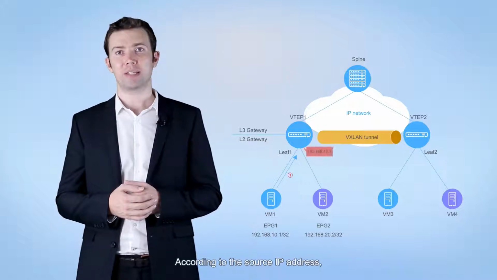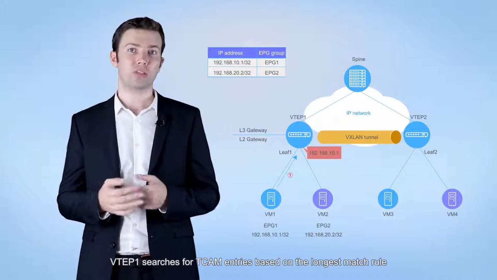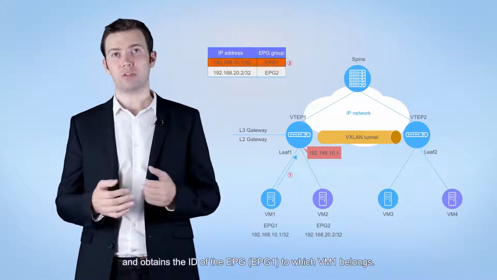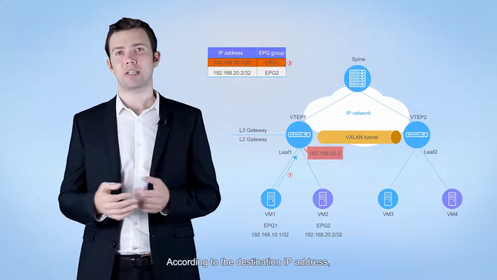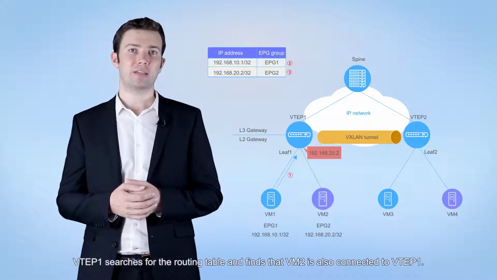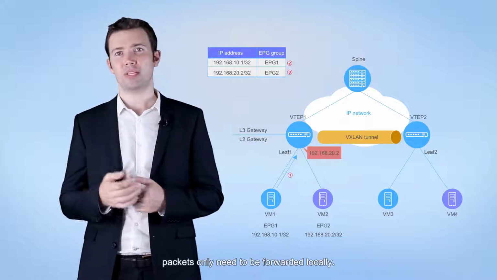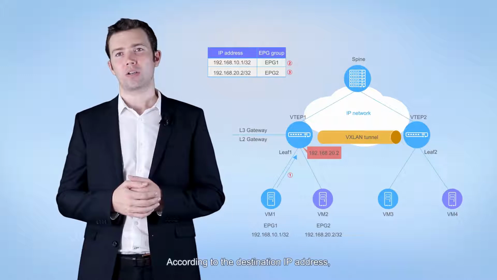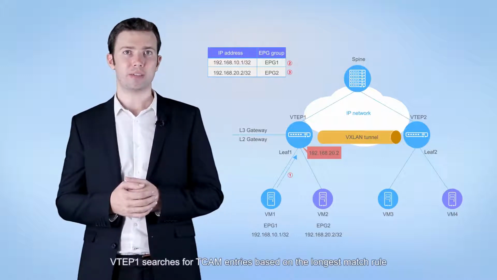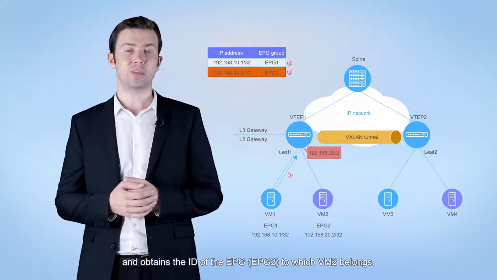According to the source IP address, VTEP1 searches for TCAM entries based on the longest match rule and obtains the ID of the EPG to which VM1 belongs. According to the destination IP address, VTEP1 searches for the routing table and finds that VM2 is also connected to VTEP1. That is, packets only need to be forwarded locally. According to the destination IP address, VTEP1 searches for TCAM entries based on the longest match rule and obtains the ID of the EPG to which VM2 belongs.